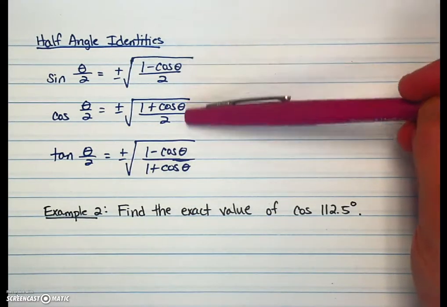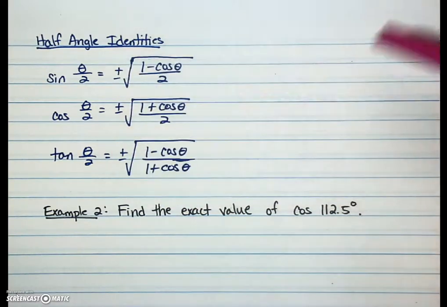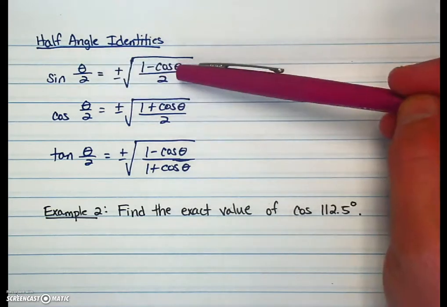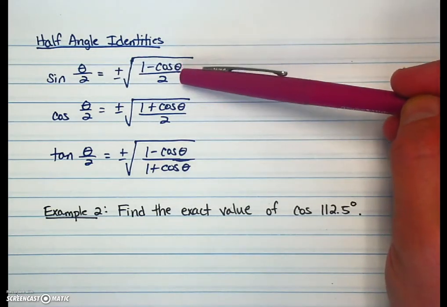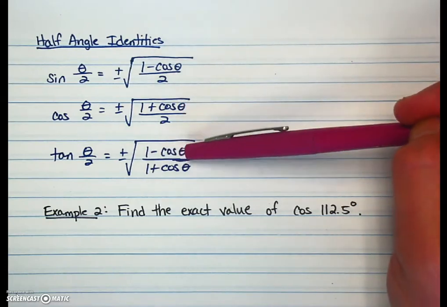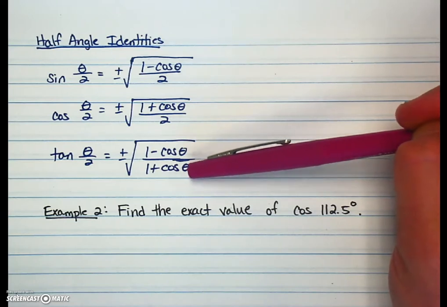Now notice these formulas look a little crazy. Everything has a square root, so that's why we have the plus or minus. But notice they're all very similar. For the sine, we do the square root of 1 minus cosine over 2. The cosine is going to be 1 plus cosine over 2. And the tan is going to be 1 minus cosine over 1 plus cosine, and the square root of that.